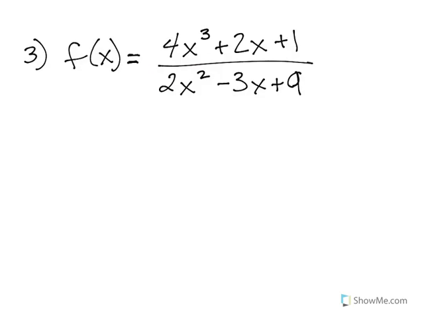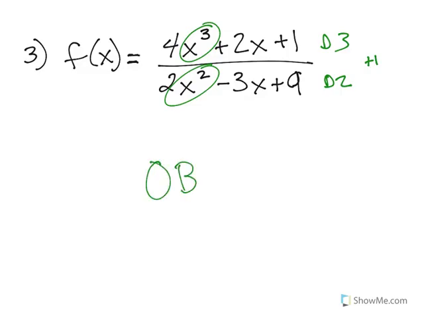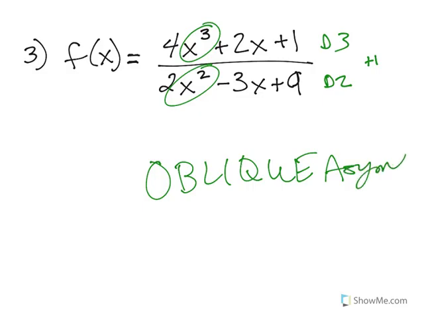And then here's our last example. You'll notice we have x cubed, degree 3, over x squared, degree 2. Because the numerator is 1 more, we have an oblique asymptote. Okay, so no horizontal. You cannot have a horizontal and an oblique asymptote. It's one or the other. You either have horizontal asymptotes or you have an oblique asymptote. You cannot have both, one or the other.